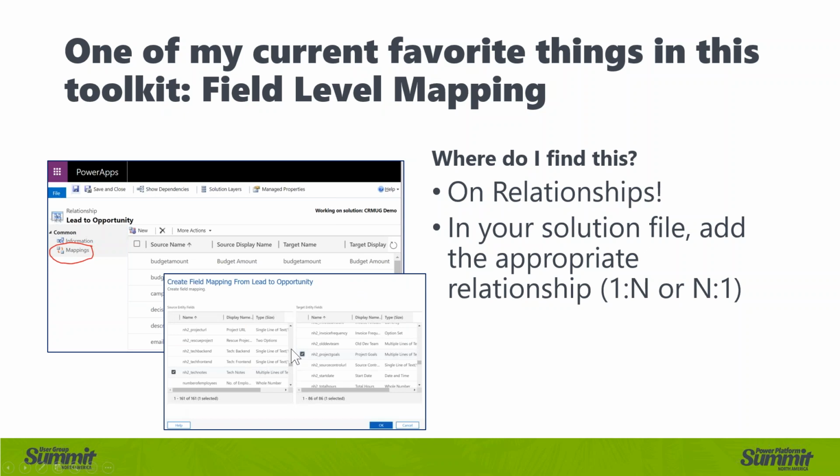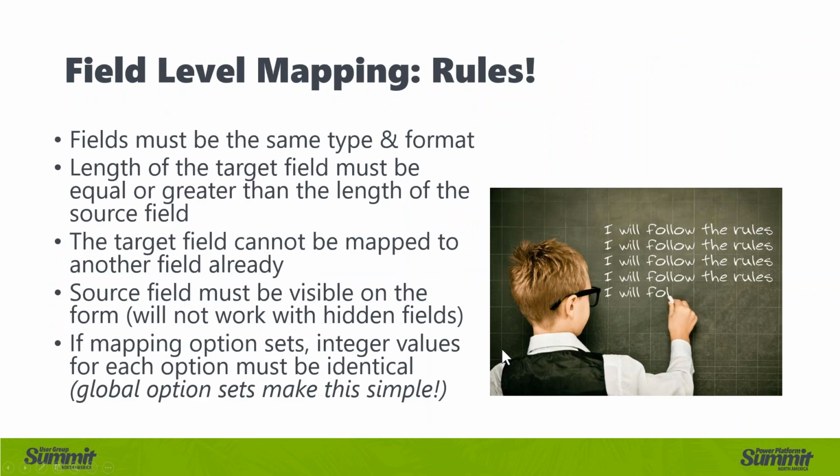So you have your source entity, I think in this example I did lead, and then your target entity, which would be all of your fields on opportunity. So let's talk about the rules of field level mapping. Fields have to be the same type and format. You cannot map a free text field to a number field. The length of your target field needs to be equal or greater to the length of the source field.